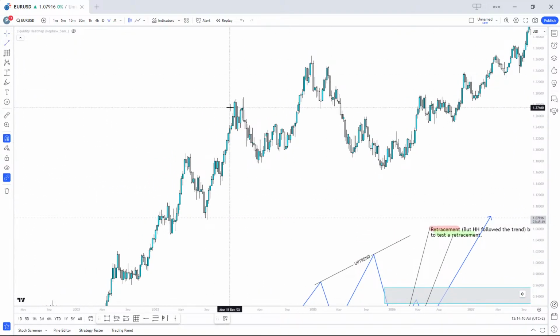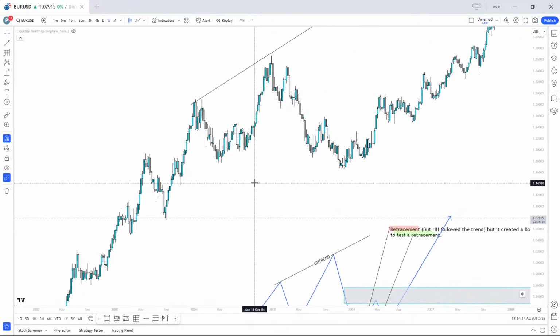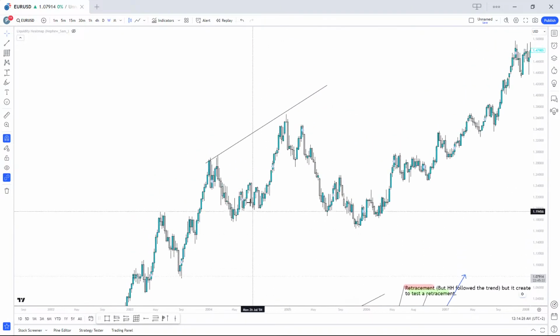So, we're in an uptrend, okay? Oh, that's my Telegram. Okay, so tomorrow's NFP. Whatever. Don't trade on news, but basically, we're in an uptrend.